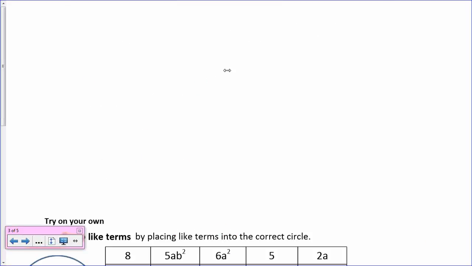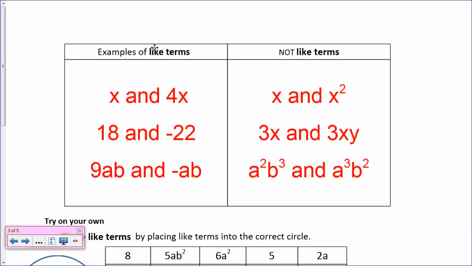Alright, here's a little chart. Examples of like terms and not like terms. So here, x and 4x are the same. They have the same variable, and their x variable has the same exponent of nothing. They don't have an exponent. Okay? 18 and negative 22 are like terms. You guys already combine them all the time. They're both numbers. They don't have variables. So because they both don't have a variable, you can combine them. They're like terms.